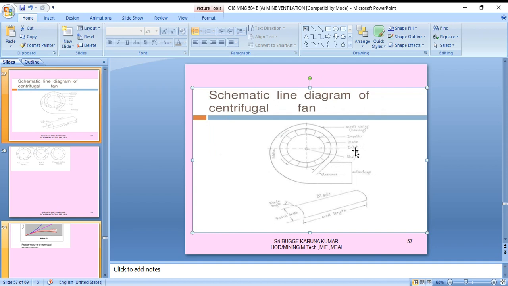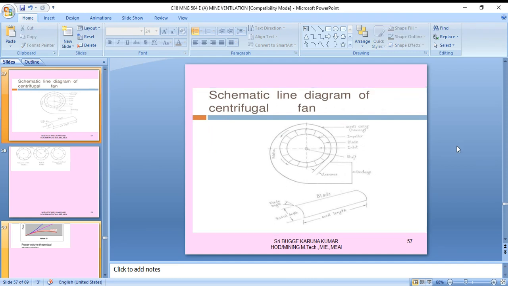The impeller and blade, inlet, shaft, discharge, clearance. So that is rotating, and automatically the air will go outside this side. These are the blade angles showing here. The axial length, radial depth and blade angle are shown here.